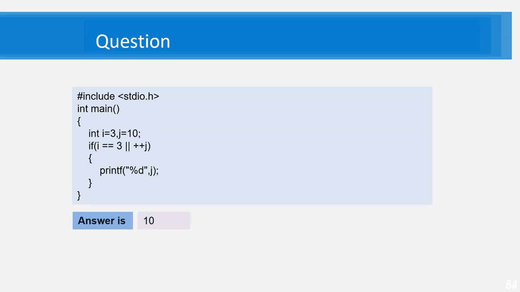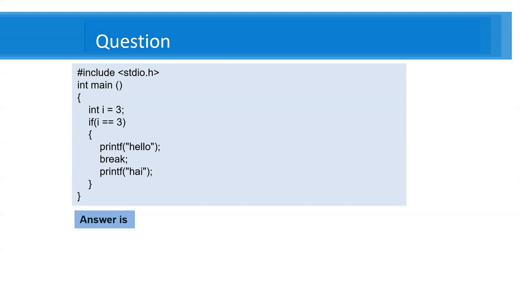Let's move on to the second question. #include <stdio.h>, int main, we have integer I initialized as 3. If I is equal to 3, printf hello and break, and then printf hi. So you can pause the video, guess your answer. Okay, so now we will discuss the answer.